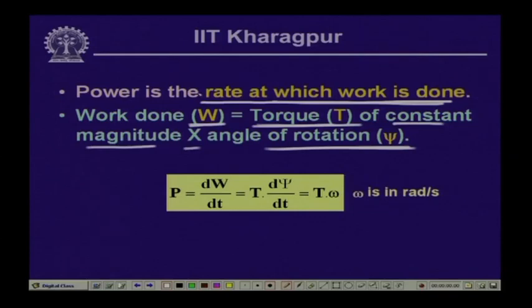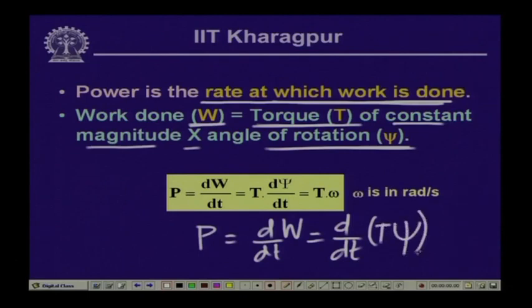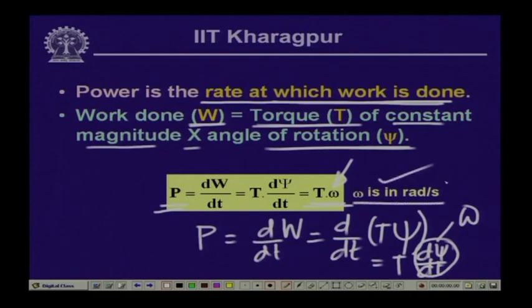So, power then can be written as P is equal to the time derivative of the work done, the rate at which the work is done. Now, W being T times psi, this is d/dt of T psi. So, then T being constant, this is equal to T times d psi/dt, and d psi/dt is the angular speed which we have defined as omega. So, T times omega is equal to the power, where omega is defined in terms of radians per second.